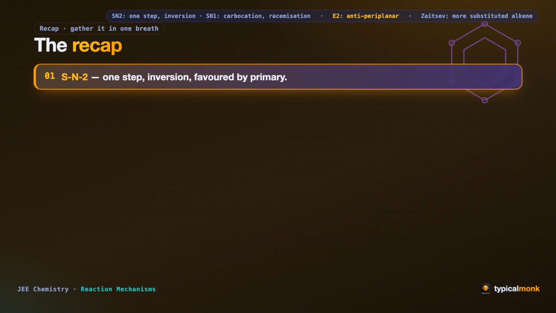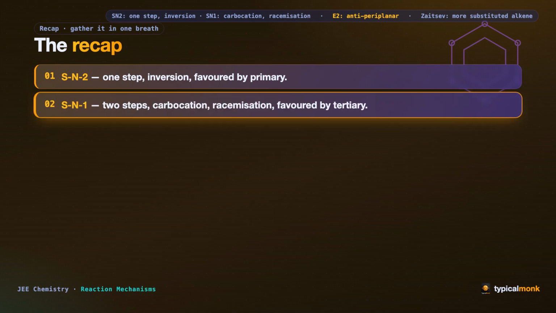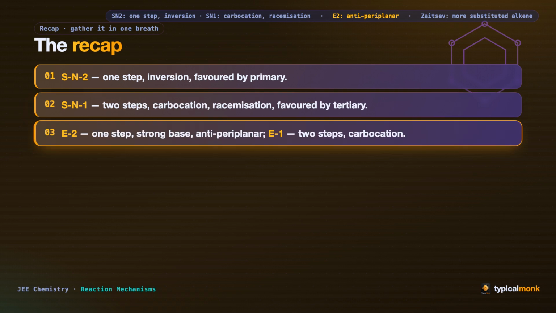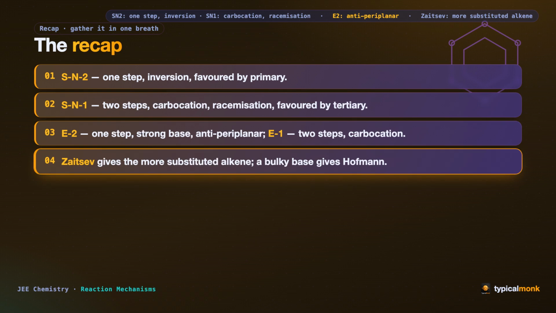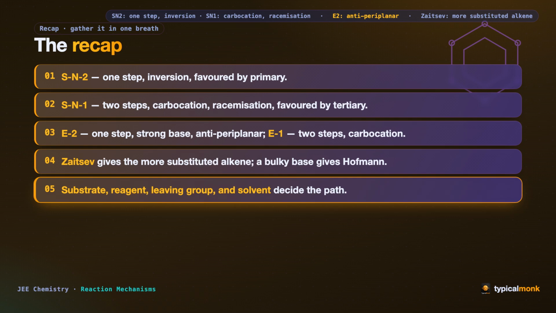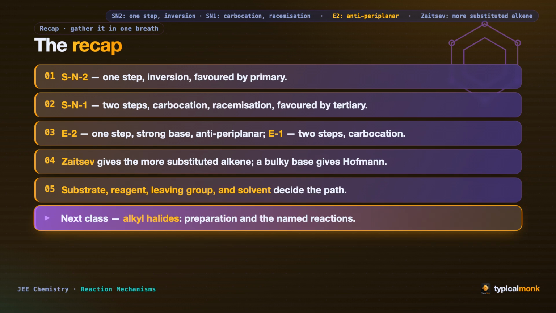Anti-periplanar. Let us gather it all in one breath. SN2, 1 step, inversion, favored by primary. SN1, 2 steps, a carbocation, racemization, favored by tertiary. E2, 1 step, a strong base, anti-periplanar, and E1, 2 steps, through a carbocation. Zaitsev gives the more substituted alkene. A bulky base gives Hofmann. The substrate, the reagent, the leaving group, and the solvent decide the path. Next class, the alkyl halides, their preparation and the named reactions.